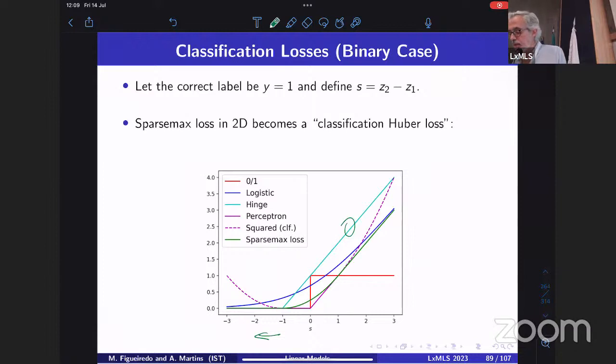It looks a bit like the hinge on this side. It's flat when you are more than one away from the boundary. But now it's smooth here. It's almost like a quadratic function. And then it grows linearly like the hinge again. So it's kind of a mixture of all of these together. And it's differentiable and it's convex, and so it's easy to use.